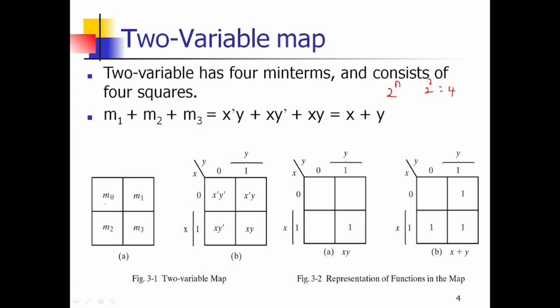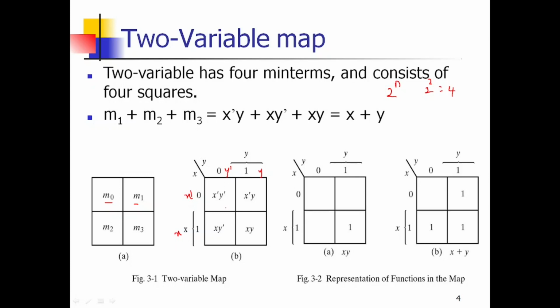The first cell is represented as M0, the second as M1, the third as M2 and the fourth as M3. This is the format of the 2 variable K-map. What is M0? M0 is x dash y dash. Here the 2 variables are considered as x and y. x is represented as the row variable and y is represented as the column variable. This is x dash and this is x, and here this is y dash and this is y. y dash is 0 and y is 1. Similarly, x dash is 0 and x is 1.